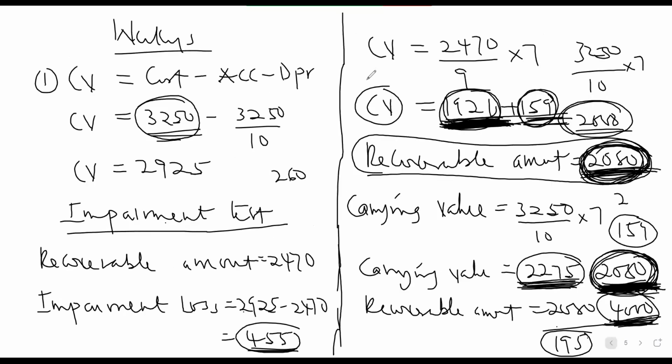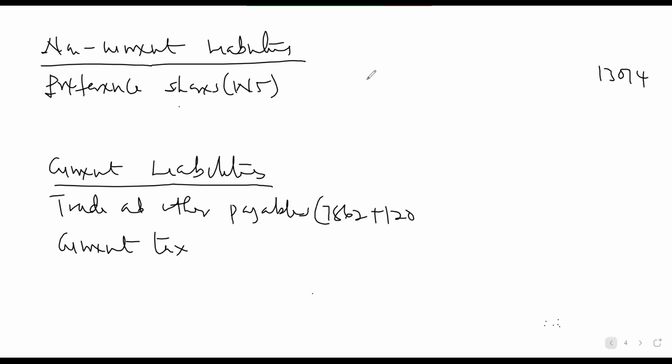Then you go to trade and other payables, because this amount will be incurred in 8 months. So it will be treated as a current liability. That is about that one.